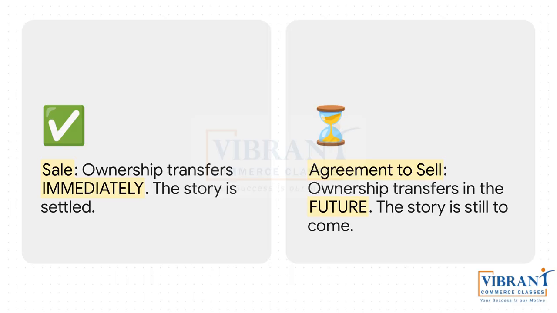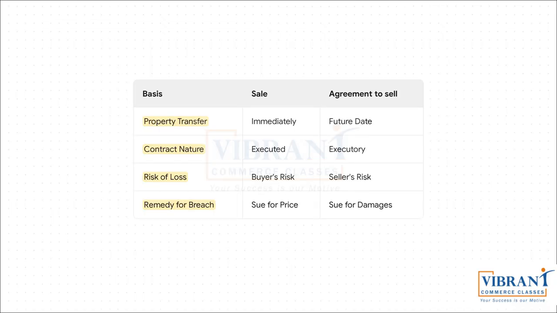Think of it this way. A sale is a done deal. An agreement to sell is a promise of a future deal. And this difference has massive real-world consequences, which this table lays out perfectly. You've got the nature of the contract, the remedies for a breach, but for problem-based questions in your exam, zero in on burden of risk.